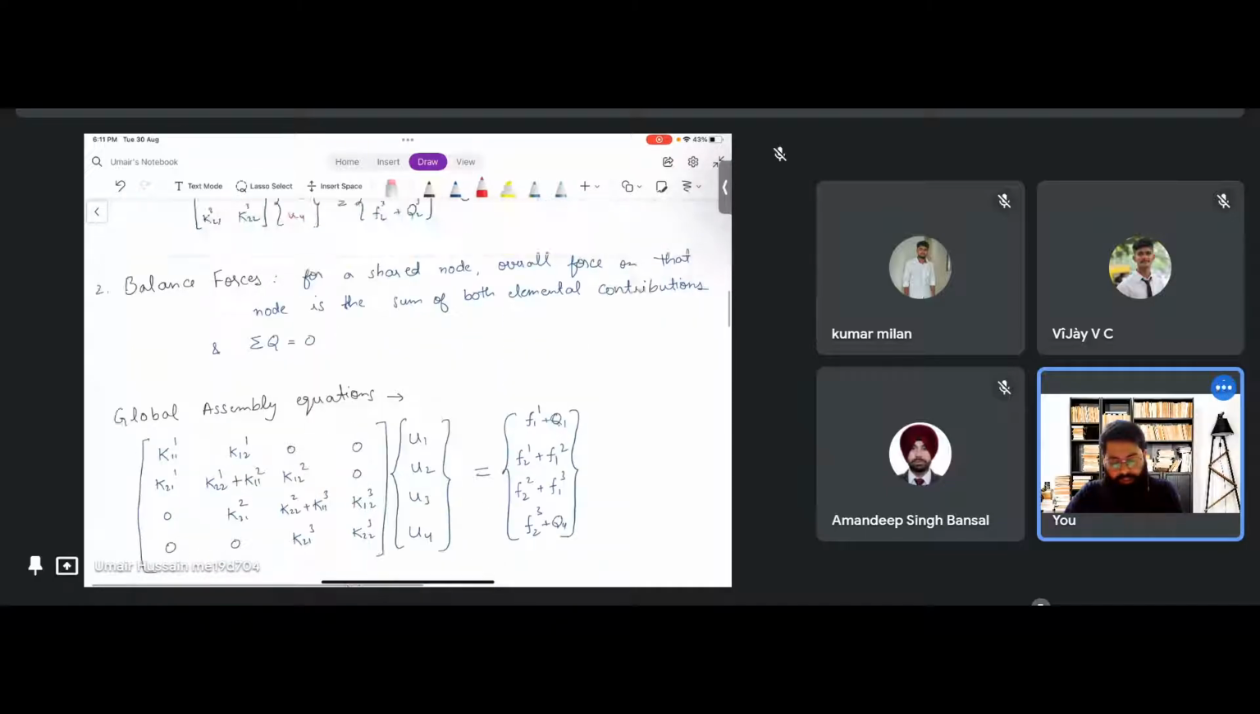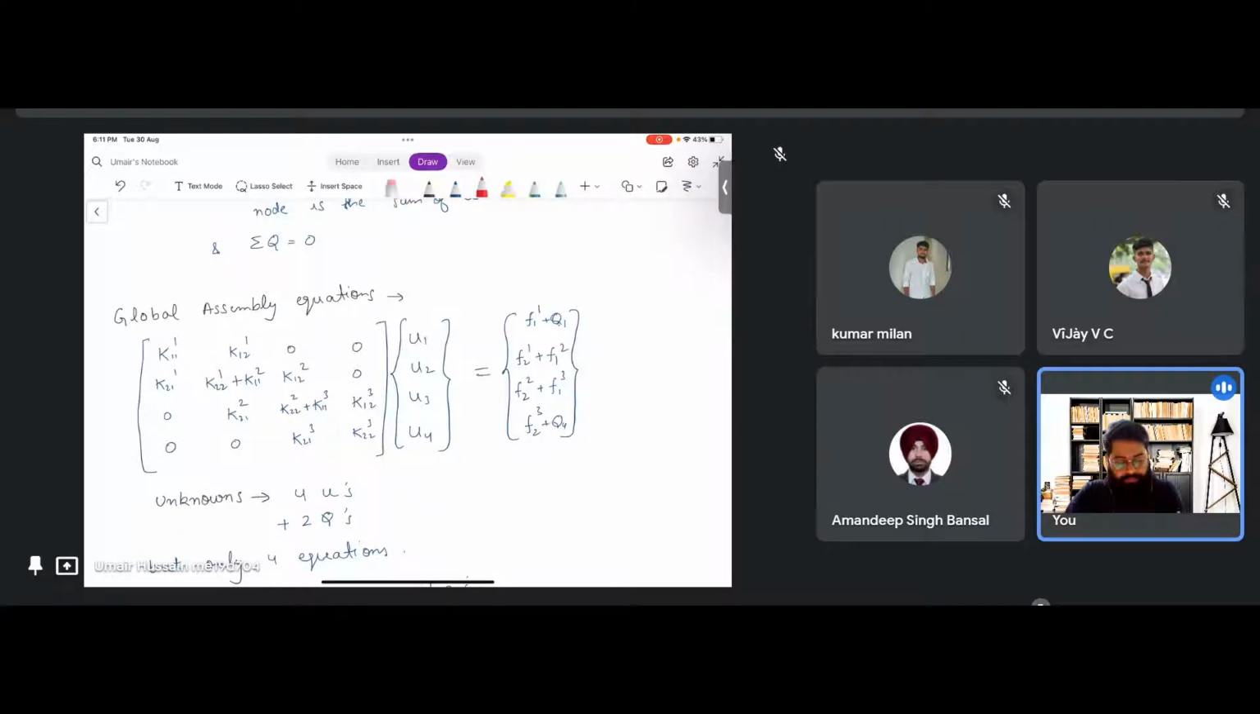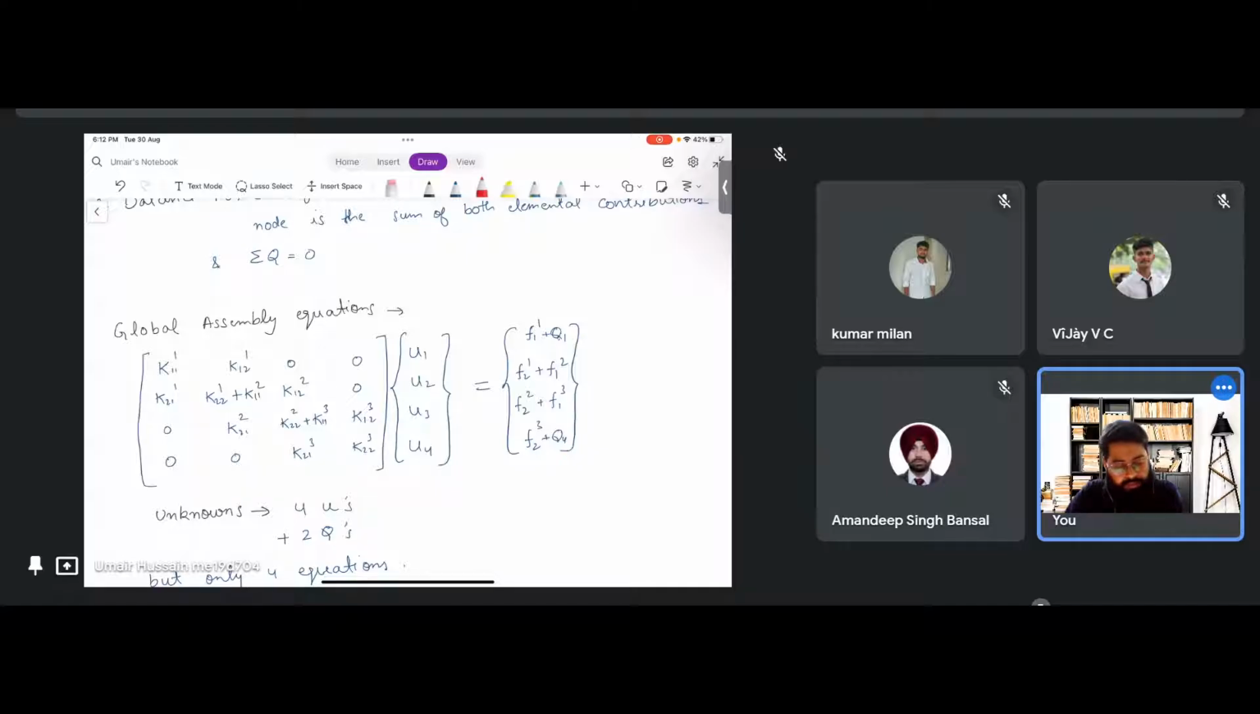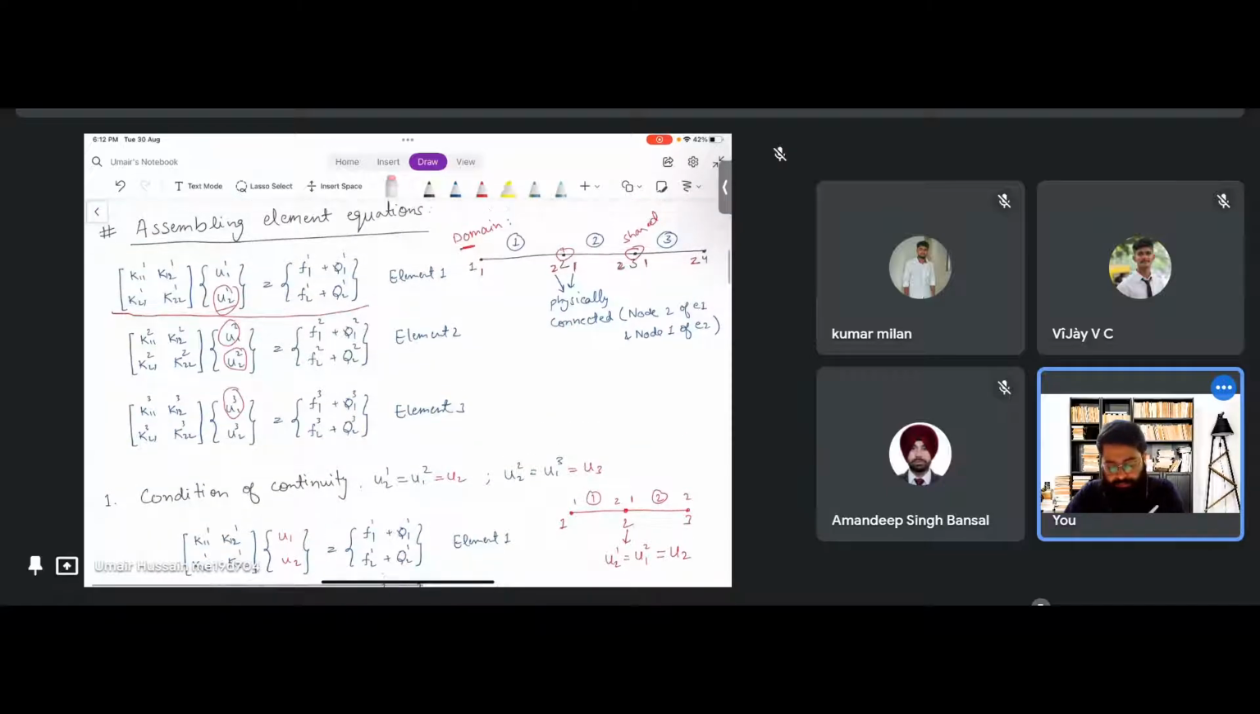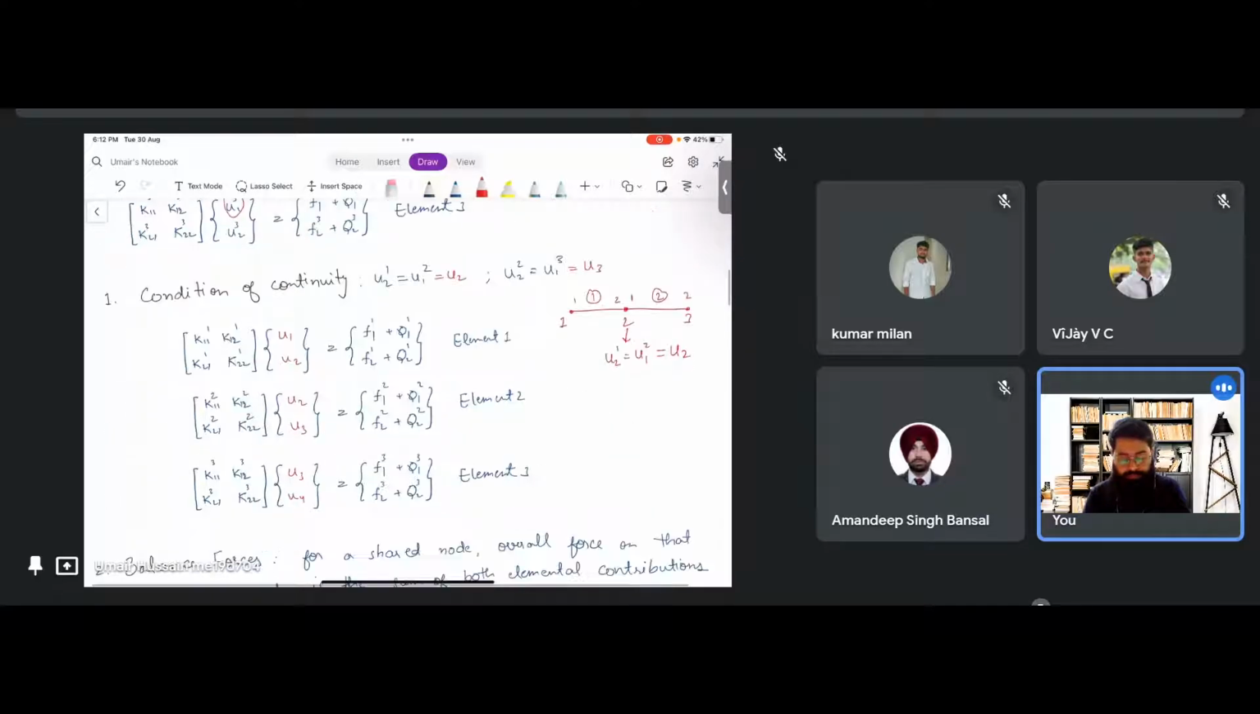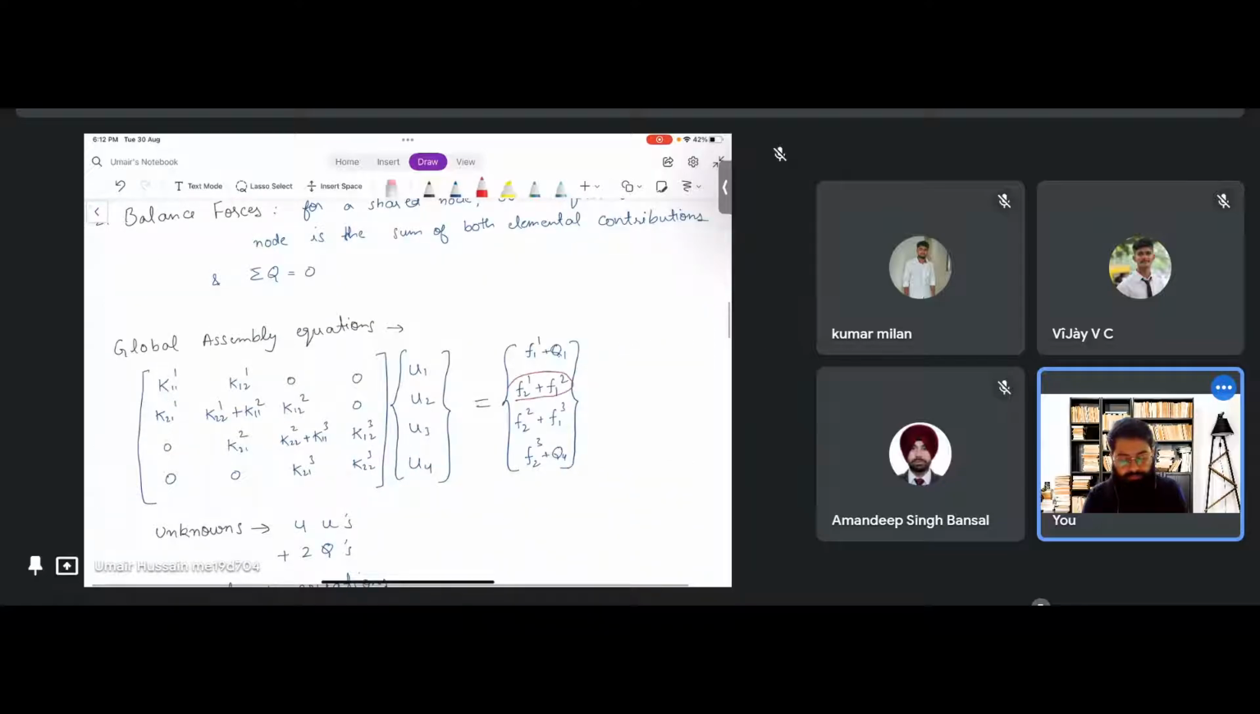Okay, and so if we consider the f vector here, we'll add up. So for whatever the contribution is at node 2 here, whatever the contribution is at node 2, we'll have to add up the contribution from both the two elements, and that's what we get here. Similarly for the other shared node 3.